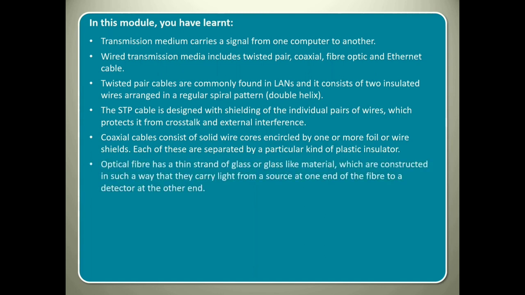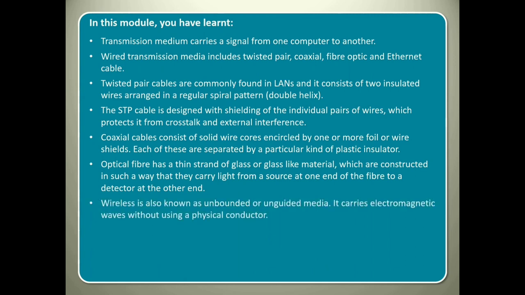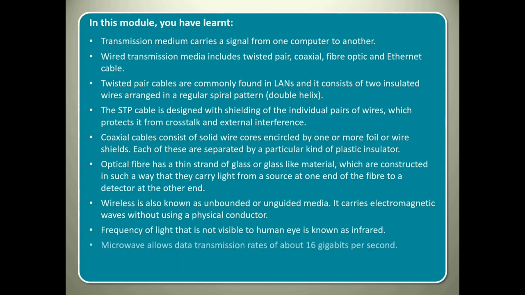Optical fiber has a thin strand of glass or glass-like material, which are constructed in such a way that they carry light from a source at one end of the fiber to a detector at the other end. Wireless is also known as unbounded or unguided media. It carries electromagnetic waves without using a physical conductor. Frequency of light that is not visible to human eye is known as infrared. Microwaves allow data transmission rates of about 16 gigabits per second.